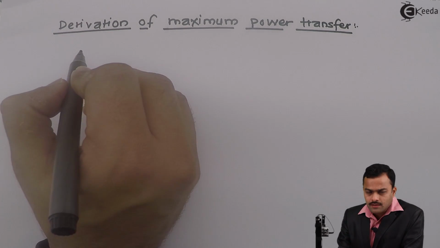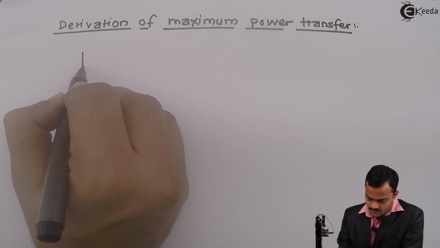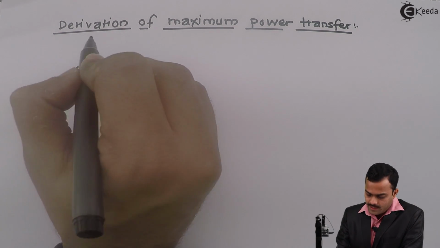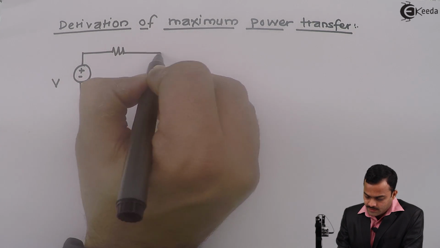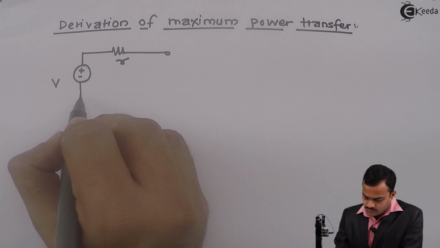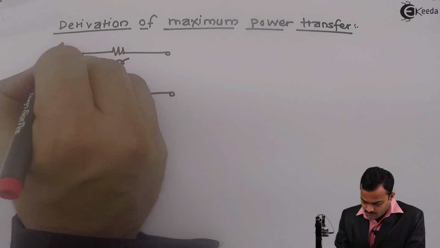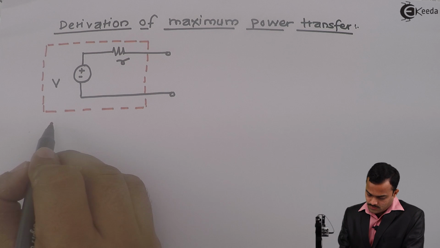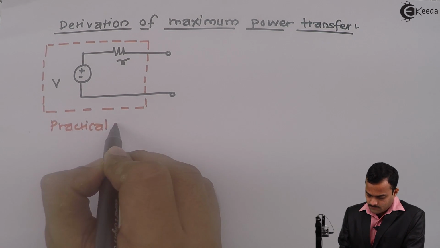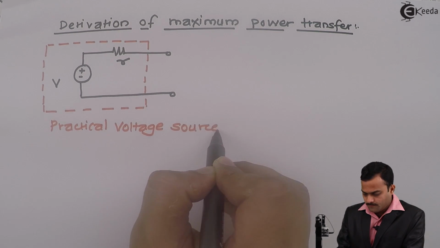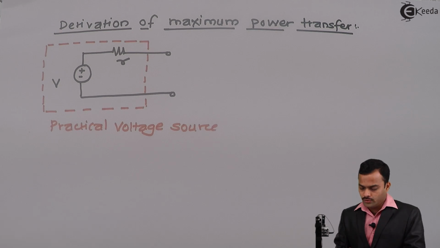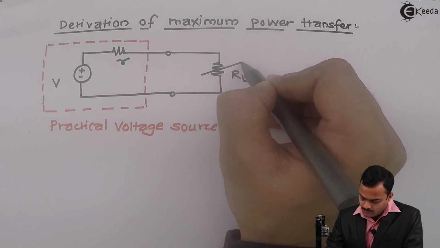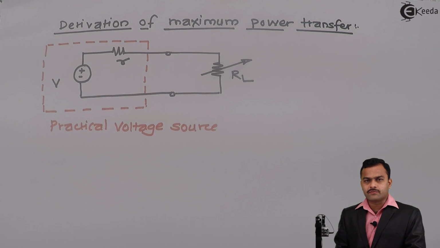So let's consider a simple practical voltage source whose open end voltage is V and a small series internal resistance, that is R. So this is a voltage source, a practical voltage source. For this voltage source, I am connecting a load resistance RL, and it is a variable one. That means I can change its value.